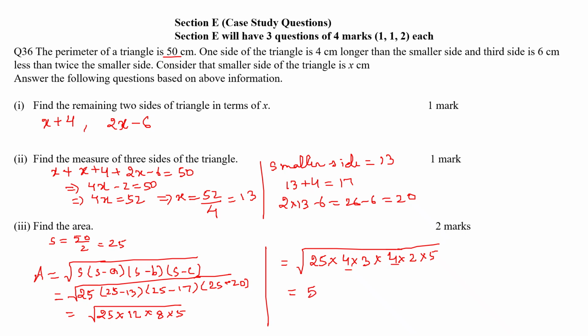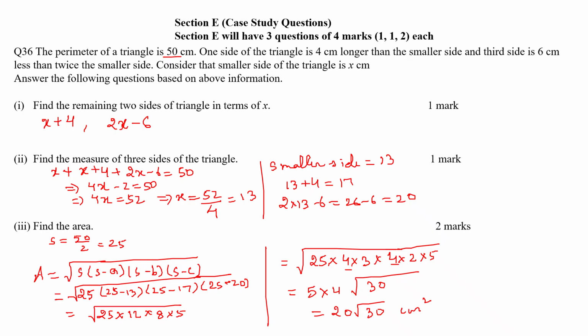Now see, root of 25 is 5. 4 is in a pair, so one 4 will come out and the remaining will be in the root. So 3 into 2 is 6, 6 into 5 is 30, 5 into 4 is 20. So the answer is 20 root 30 centimeter square. Okay, so this is your answer.